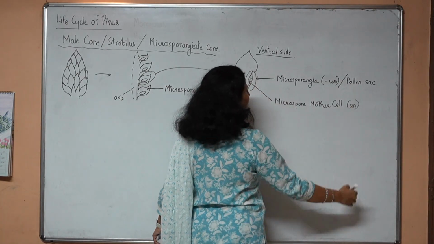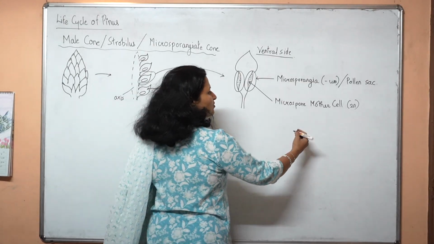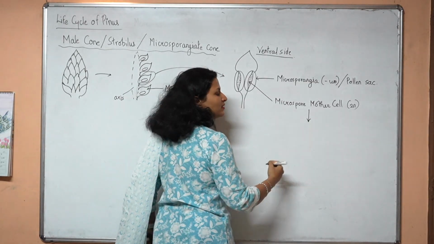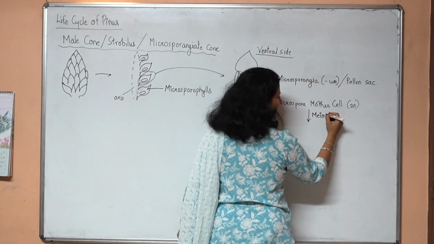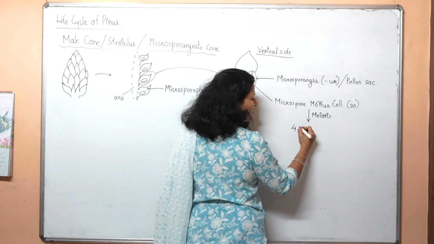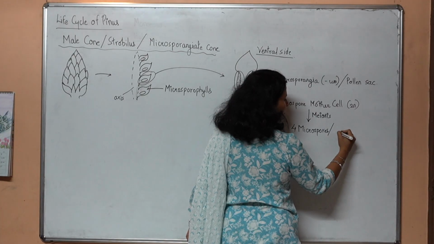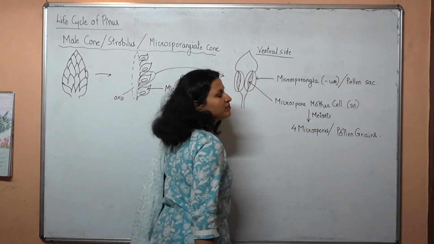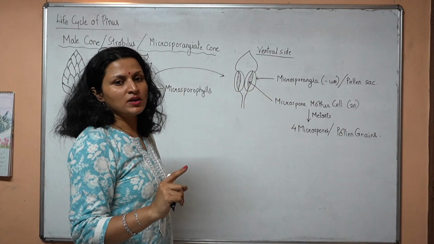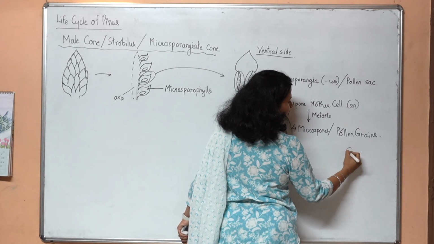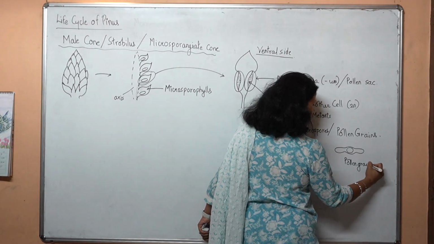Let's look at one of these microspore mother cells. Each microspore mother cell will undergo meiosis and produce 4 cells, which are called microspores, also called pollen grains. 4 pollen grains will be produced by one microspore mother cell. The pollen grain is going to appear in this manner. Can you describe this pollen grain?